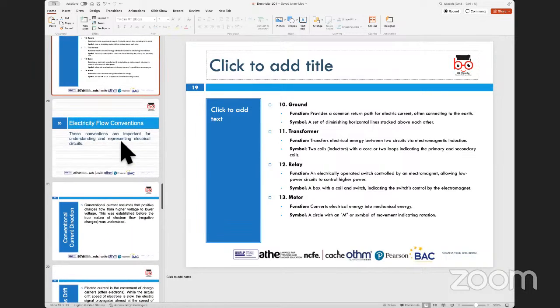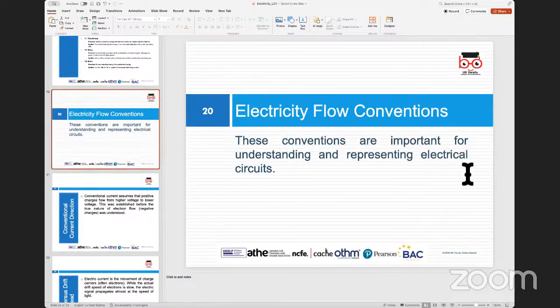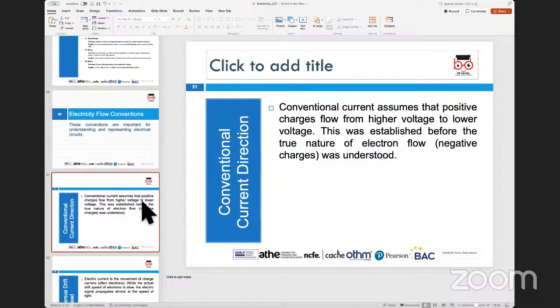Now, one of the things that we also want to look at is electricity flow conventions. These conventions are important because they essentially represent electrical circuits. Now, there are three different types. One is conventional current direction. Conventional current assumes that positive charges flow from higher voltage to lower voltage. And this is established before the true nature of electron flow, which is how the laws of electricity were understood.